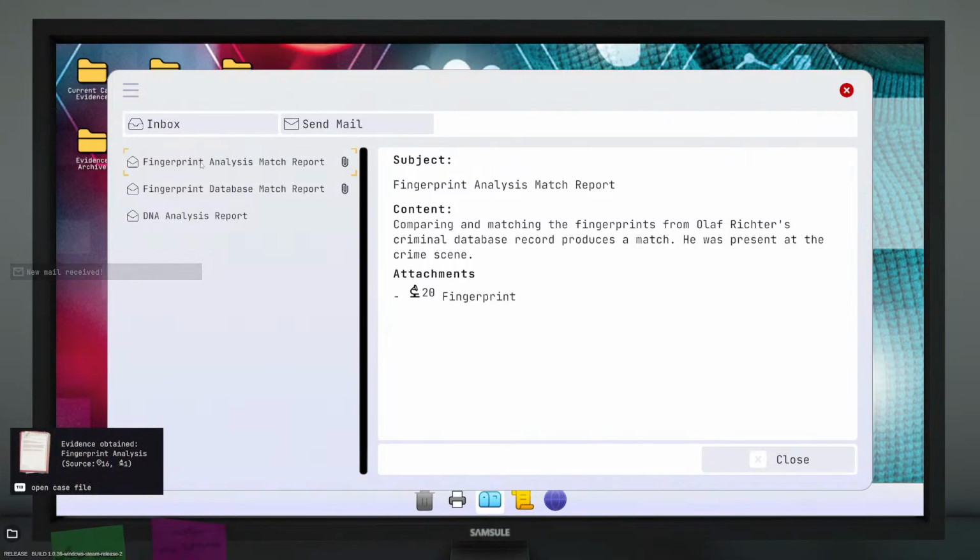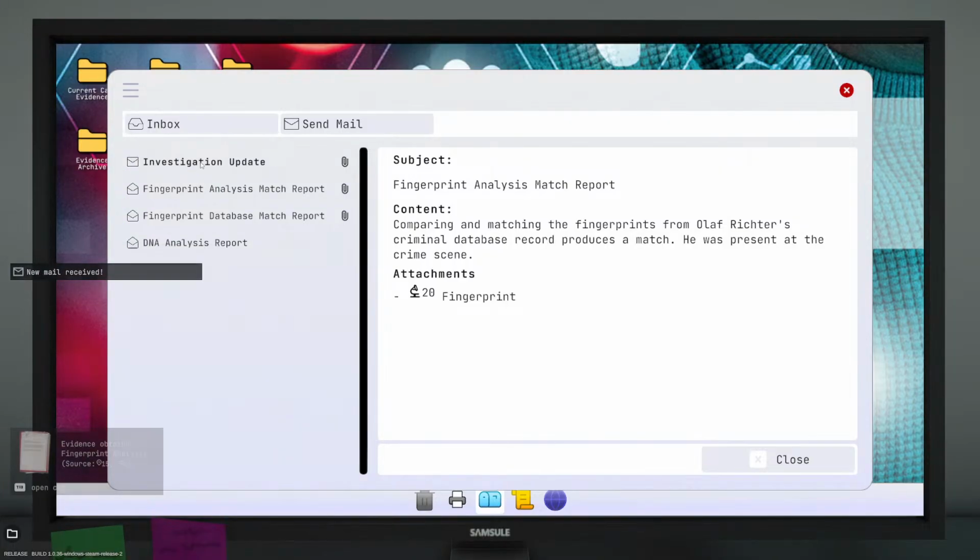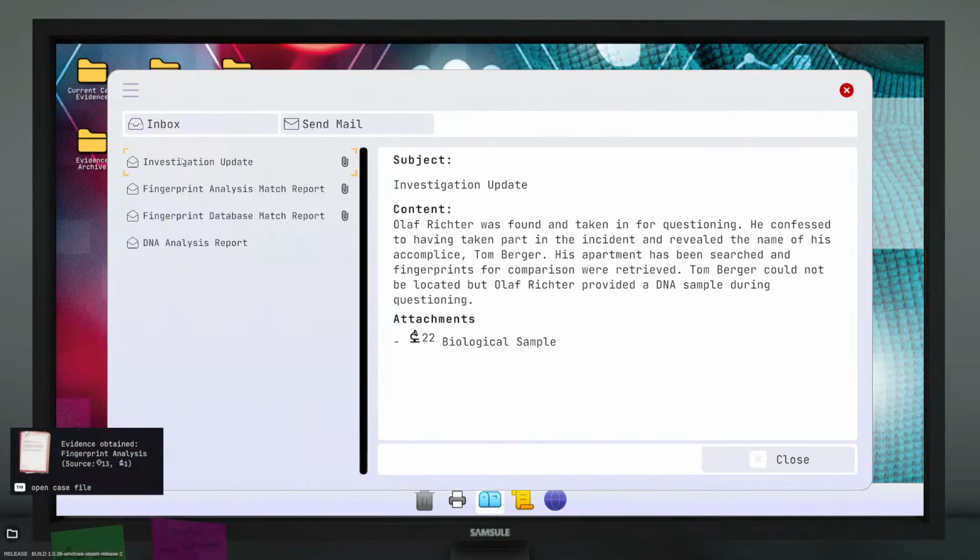Alright. Comparing it and matching the fingerprints from Olaf, criminals database records produce a match. He was present at the crime scene. Okay, Olaf was found and taken in for questioning. He confessed to having taken part in the incident and revealed the name of his accomplice, Tom Berger. His apartment has been searched and fingerprints for comparison were retrieved. Tom Berger could not be located, but Olaf provided a DNA sample during questioning.